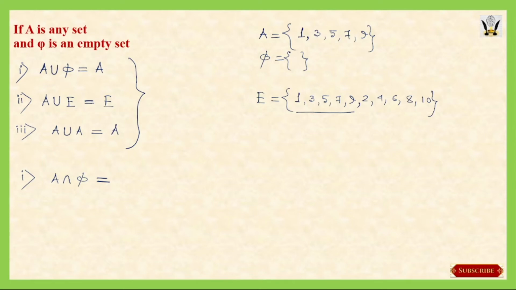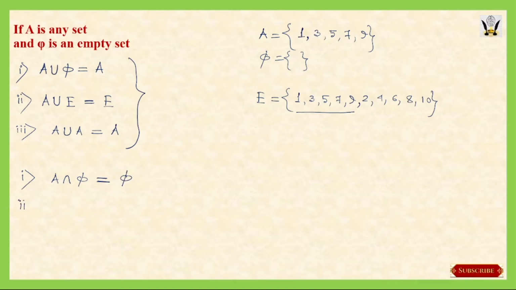And intersection is the operation where we have only the common elements between two sets. Since phi has no element, that means between these two sets there will be no common element. No common element means in the resultant set we will have no element, so the resultant set will again be an empty set. That means if we perform the intersection operation between any set and an empty set, then the resultant set will also be an empty set.